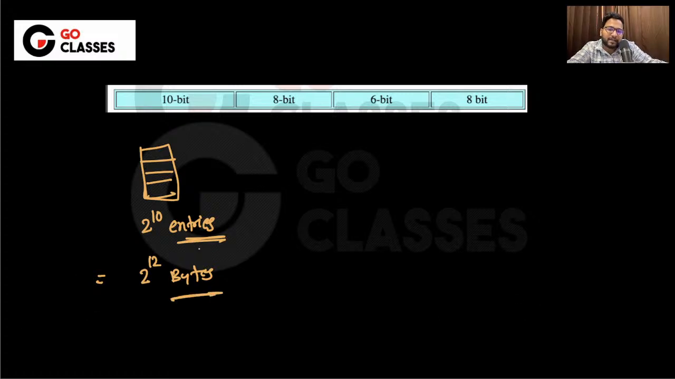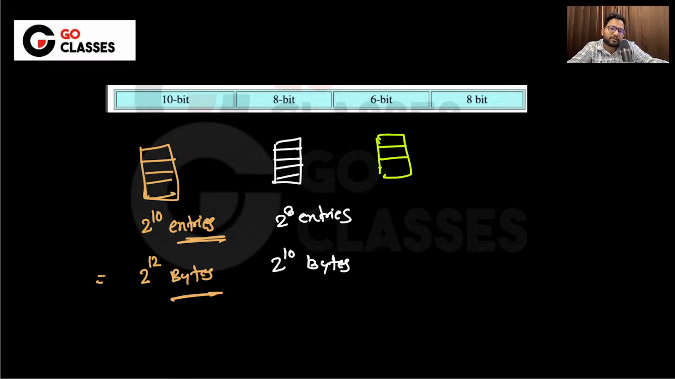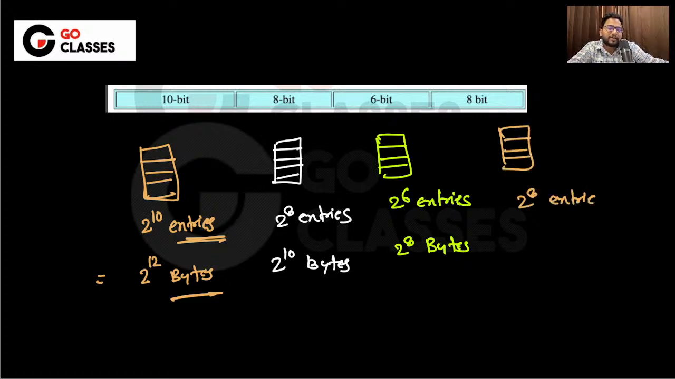At this level the size is 2 power 8 entries. In terms of bytes, the size is 2 power 10 bytes. At this level, the size is 2 power 6 entries. In terms of bytes, it is 2 power 8 bytes. At the last level, the size is 2 power 8 entries. Interestingly, in terms of bytes also it is 2 power 8 bytes. You don't multiply at the last level. Is this fine to everyone? Once you understand this, then we can solve this particular question nicely. Is this fine, everyone?